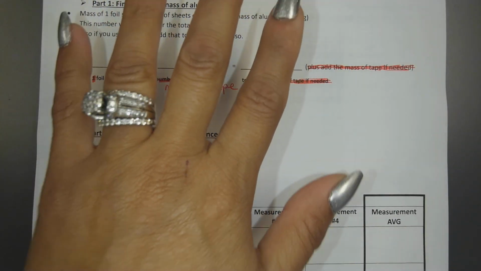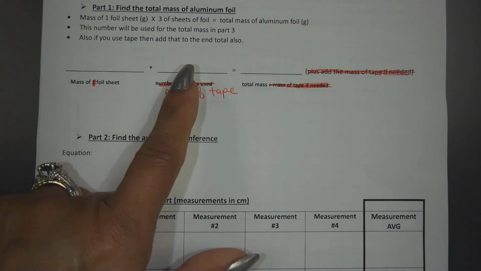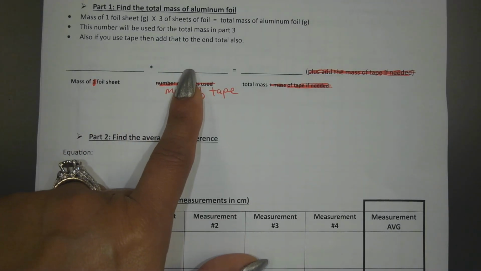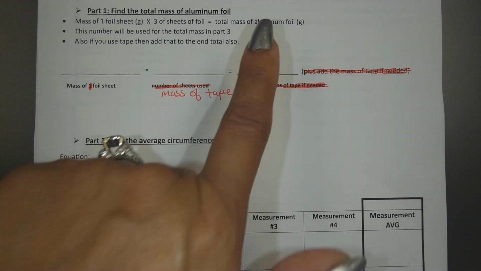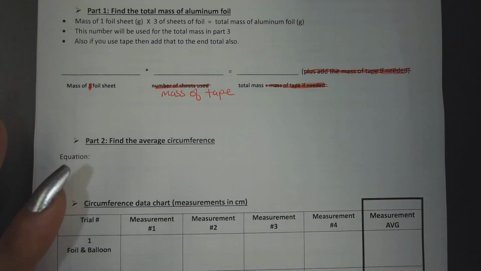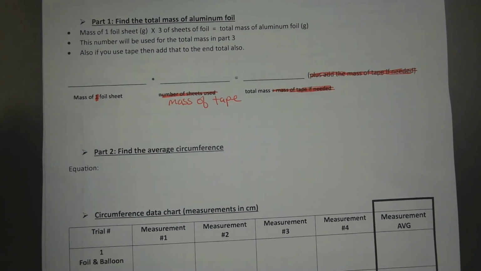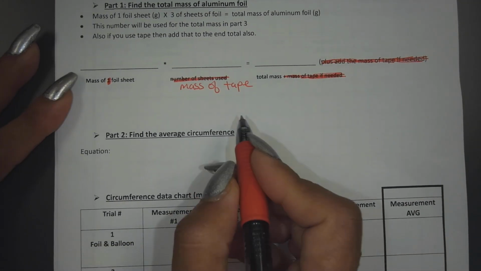But wait a minute, you need more tape. Go ahead, get more tape, and what should you do? Go find the mass, add it here, and add it all together, okay? So in a moment, that's what you're gonna do. Sounds cheesy. You're gonna have a balloon with foil nice and good and tight around it with tape holding it together, okay?